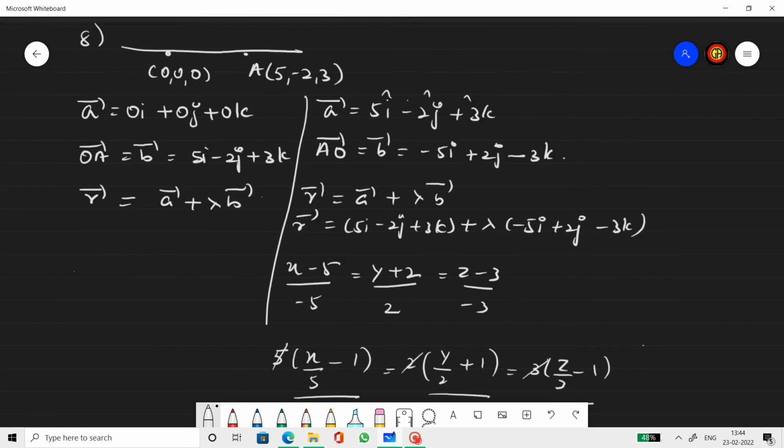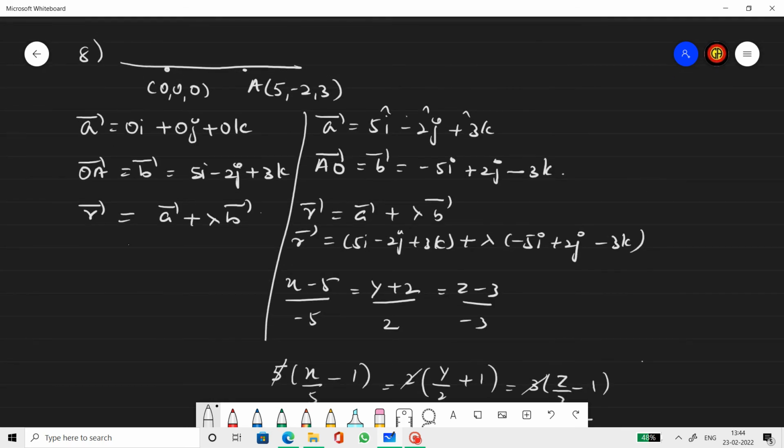If you take the origin as the point, it's very comfortable to get the book answer. But if you take A as the point, you need to do a little bit of work. But both ways you get the same answer, so you have to be sure about that.